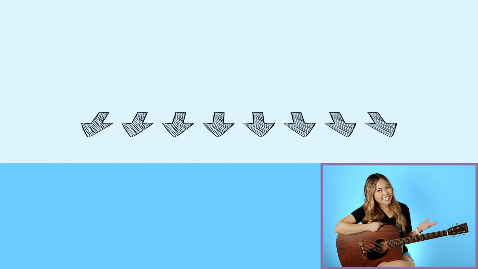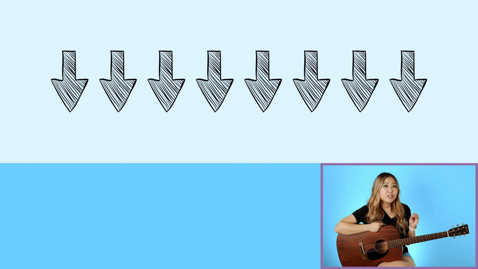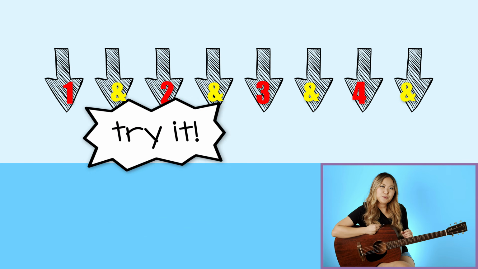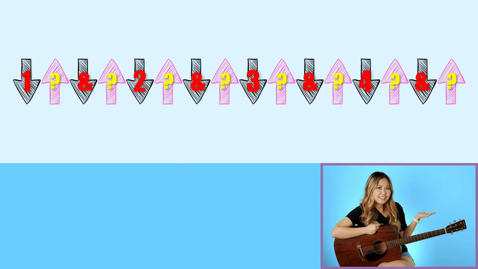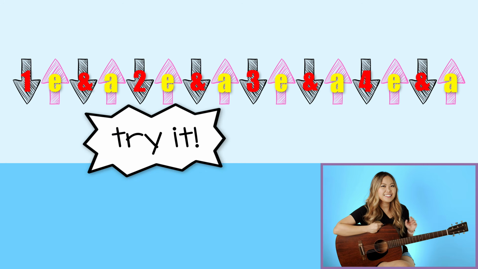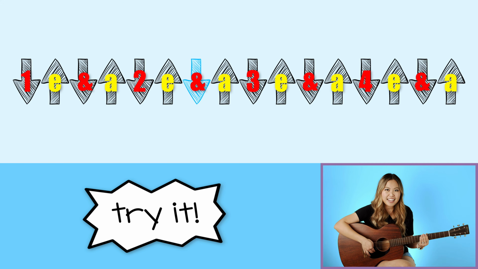Now when we're counting 8th note strumming patterns out loud, we use numbers to count the on or down beat and the word and to count the off or up beat. 1 and 2 and 3 and 4 and. But what do we call all the beats that are left over? You might hear some musicians call these E's and ahs. 1 E and a, 2 E and a, 3 E and a, 4 E and a.